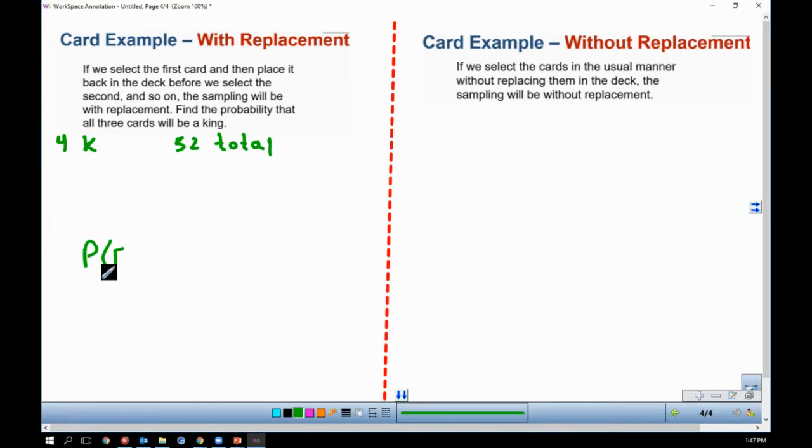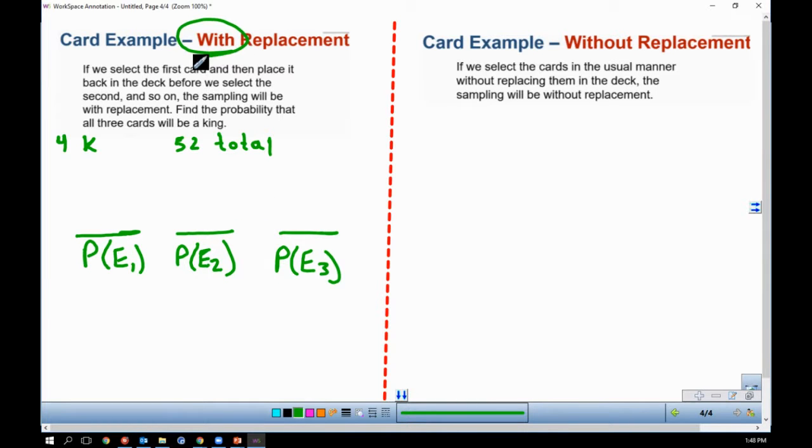First blank is the probability of E1 happening. Second blank is the probability of E2. Third blank is the probability of E3. Remember, each event is that we get a king. And here we're doing it with the replacement. So I'm going to draw my first card. What's the probability I get a king?